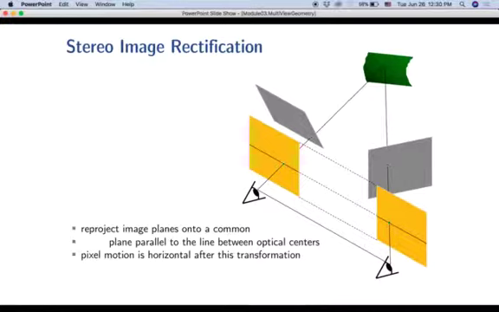Is this the case of rectification? Affine rectification? Projective rectification, not affine. That's what I'm saying. I should be able to rectify these somehow.